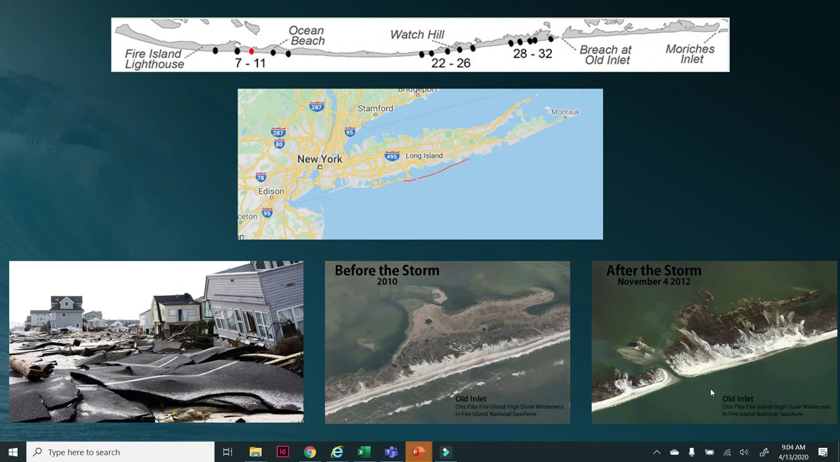And then also look at this. This area had so much overwash that it actually broke through, right? So we have a new inlet that has been formed here because of Superstorm Sandy.